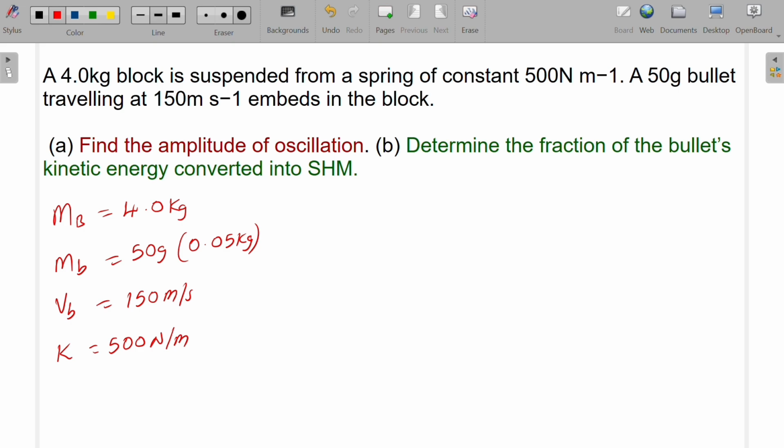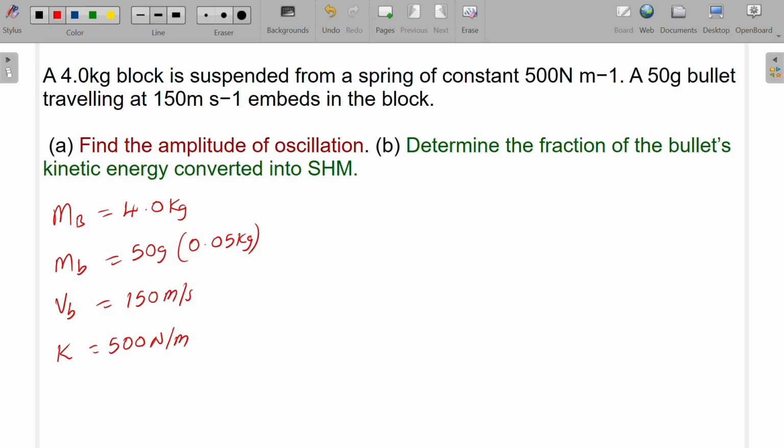In order for us to find the amplitude of oscillation, we have a few formulas that can help us find that, but all these formulas will require us to first find the speed of the system. So the speed of the system we're talking about is when the bullet gets into the block, they form one thing and they'll be moving together. So that's the system we are talking about. And this system will be moving at a certain speed. That speed at which this system, which is the bullet embedded into the block, is what we are looking for. So how do we find that?